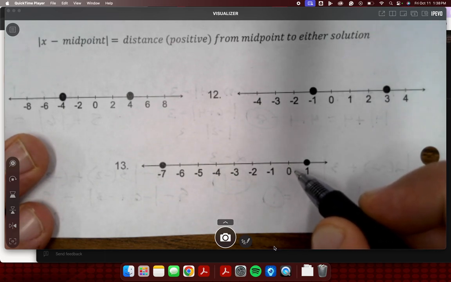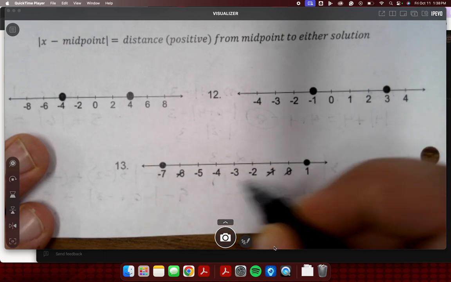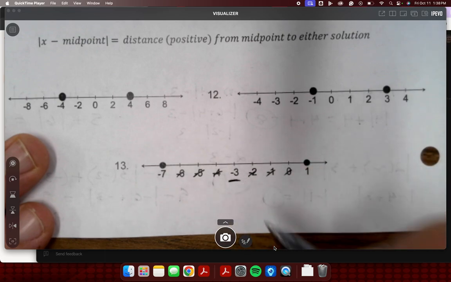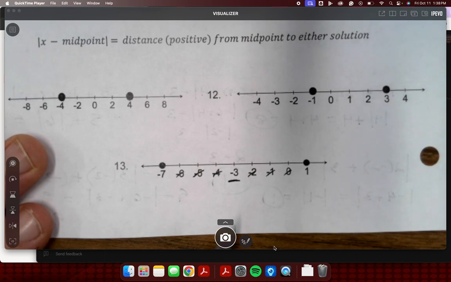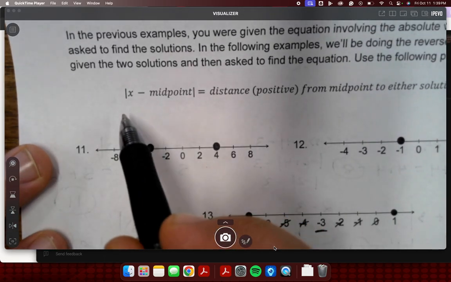You can cross them off one at a time. So it's not that one or that one. It's not that one or that one. It's not that one or that one, so it must be that one. Another way you can do it is say, well, how far apart are these points? Well, from -7, oh, never mind, I'm getting ahead of myself. This is the other way to do it. So that's another way to find the midpoint. So let's go ahead and do that for all three of these problems.